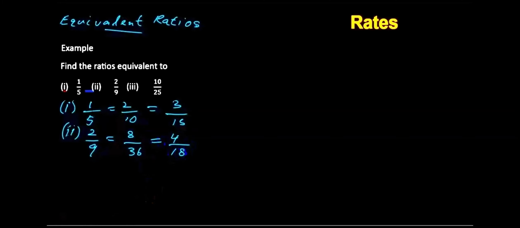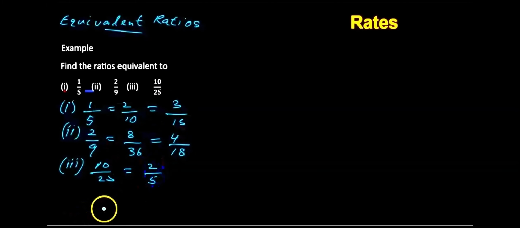Then part 3. The given ratio is 10/25. By dividing the numerator and denominator by 5, we get the equivalent ratio 2/5. By multiplying the numerator and denominator of 2/5 by 3, the equivalent ratio 6/15 is obtained.